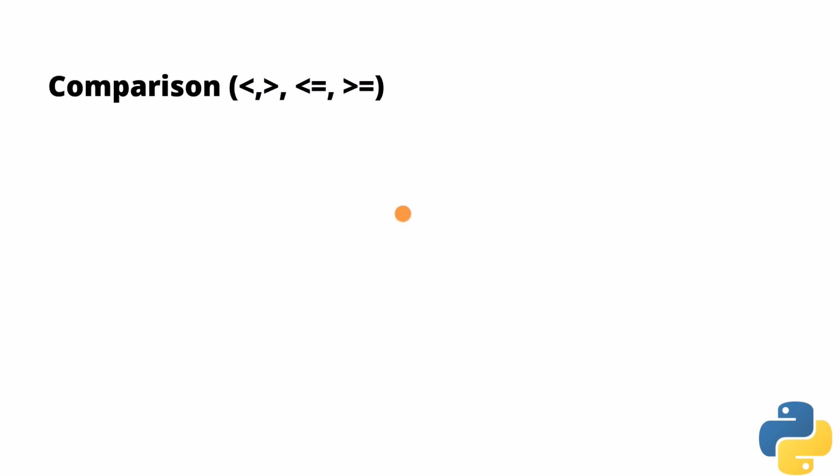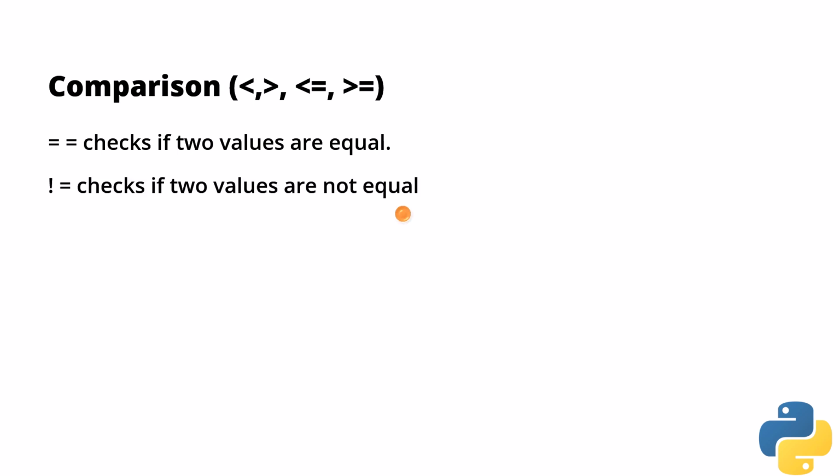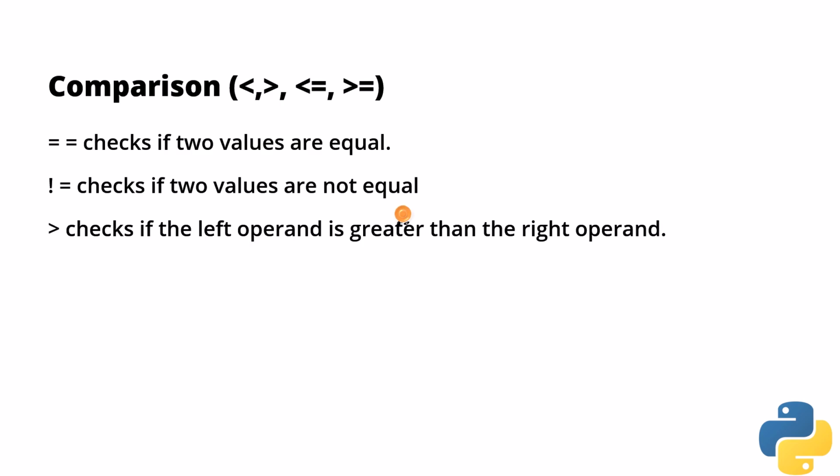The next one we want to talk about is the comparison operators. We have the double equal sign, which checks if two values are equal. We also have the exclamation mark and the equal sign used together, which check if two values are not equal. The next one is the greater than sign, which checks if the left operand is greater than the right operand.